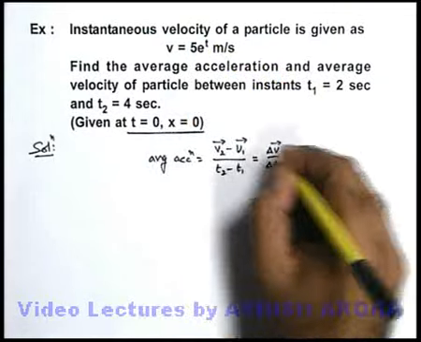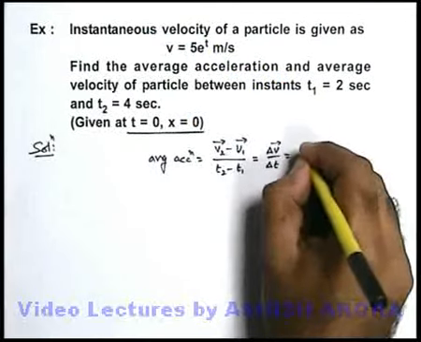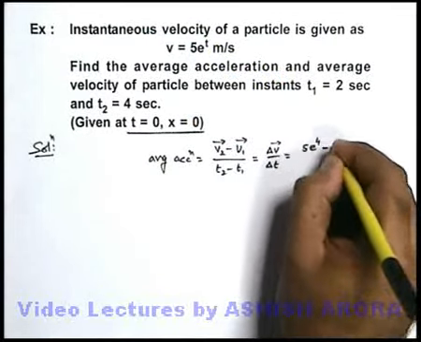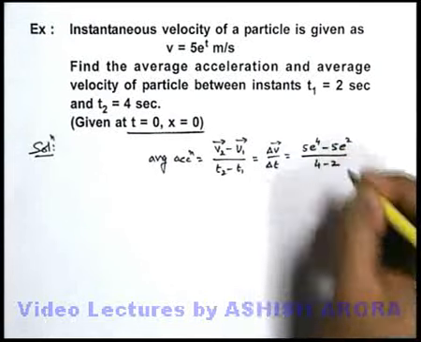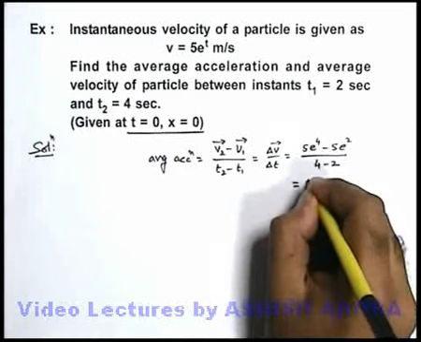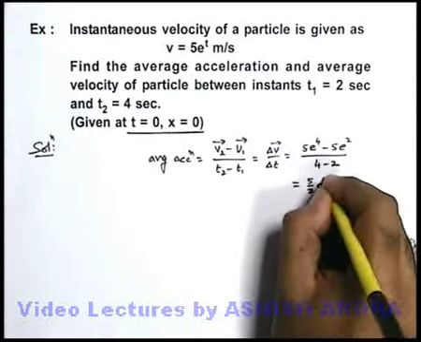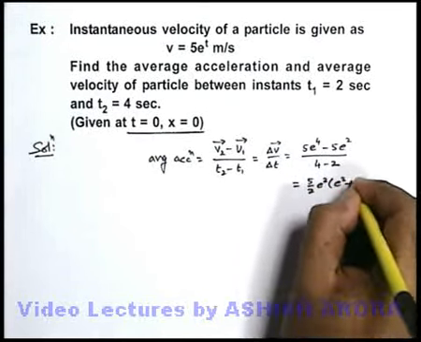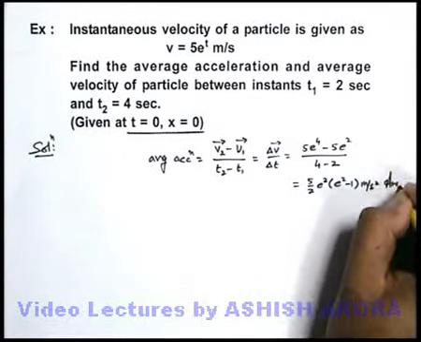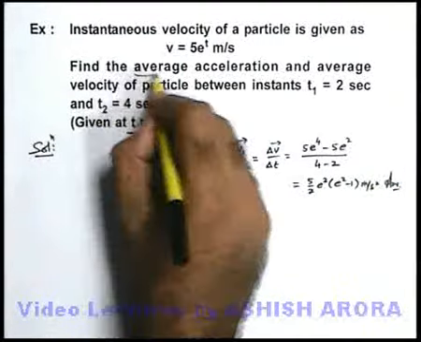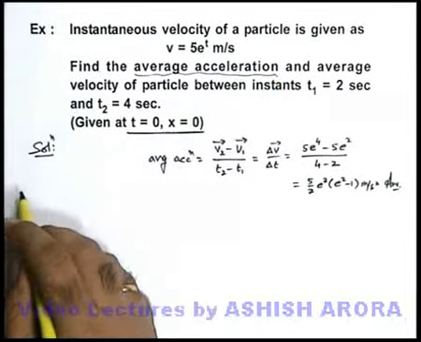So it can be directly written as final velocity 5 e to the power 4 minus 5 e to the power 2, divided by 4 minus 2. So the result will be 5 by 2 e square into e square minus 1 meters per second square. This is the answer to the first part of the question, that is average acceleration.